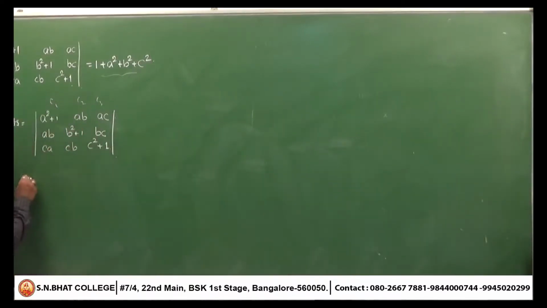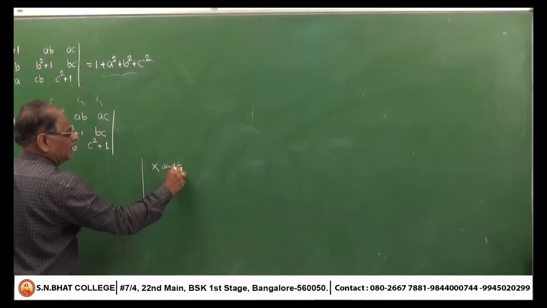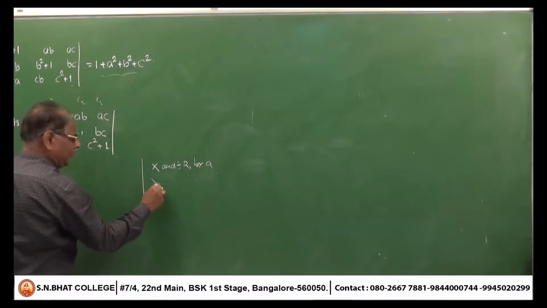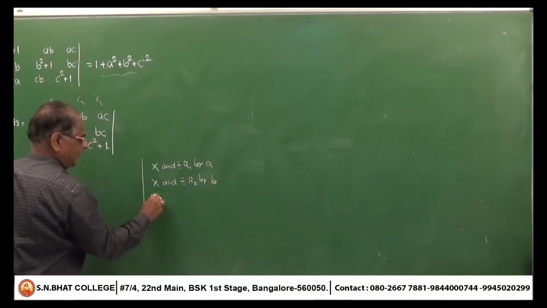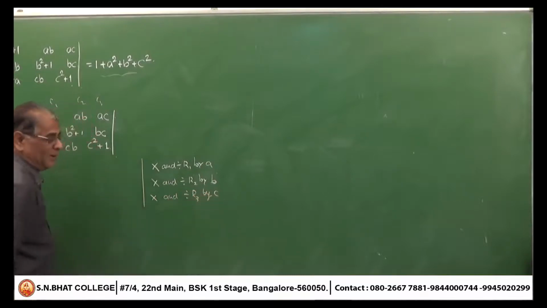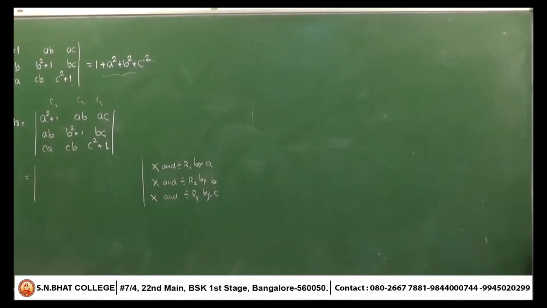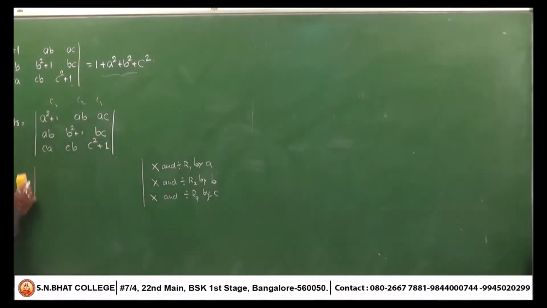in the next case, multiply and divide R1 by A. Multiply and divide R2 by B. Multiply and divide R3 by C. I will multiply, I will write inside the determinant. Divide by ABC, I will write outside the determinant.